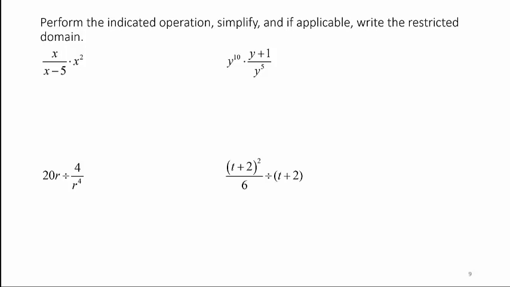Okay. So in this first example, we have x over x minus 5 times x squared. Now, remember this x squared is x squared over 1, right? So the numerator of that is x squared and the denominator is 1. And so when we're multiplying those across, we're going to have x times x squared, which is x cubed, right? You add the exponents. And in the denominator, we're going to have x minus 5 times 1, right? So x minus 5. And can we simplify that anymore? No, we can't. There's nothing to cancel out.